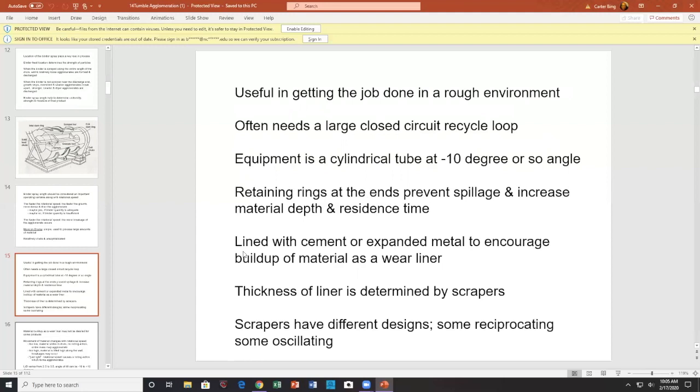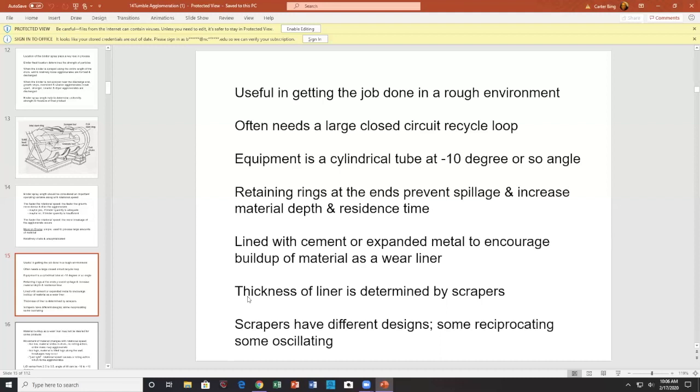Can be lined with cement or expanded metal to encourage buildup of the material itself as the wear liner. You may or may not like that, because what it has built up in the material itself means it'll be in there for a long time. It's in there for a long time. It may, properties may not remain the same.